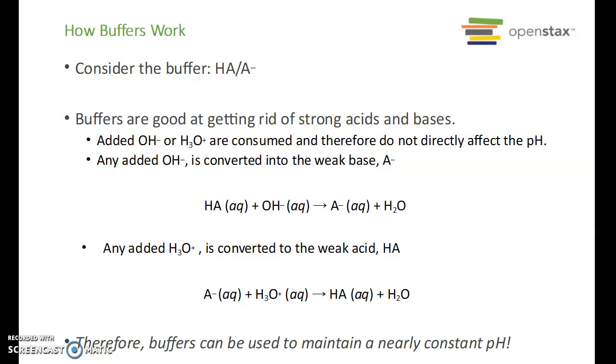So what we'll do is consider a buffer, HA, which for our case will be acetic acid, and on the other side will be the acetate ion. Buffers are good at getting rid of strong acids and strong bases, or minimizing essentially the effect. Any added hydroxide ion or hydronium ion is consumed and therefore does not directly affect the pH. Any added hydroxide ion is converted to the weak base, as shown by that first equation, and any added hydronium ion is converted to the weak acid. Therefore, buffers can be used to maintain nearly constant pH.